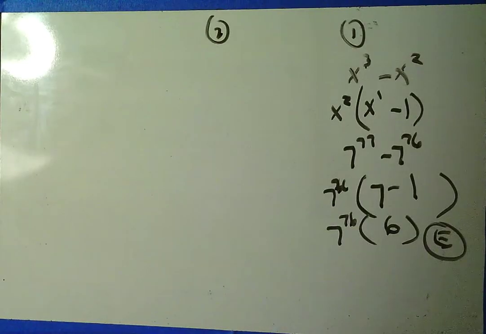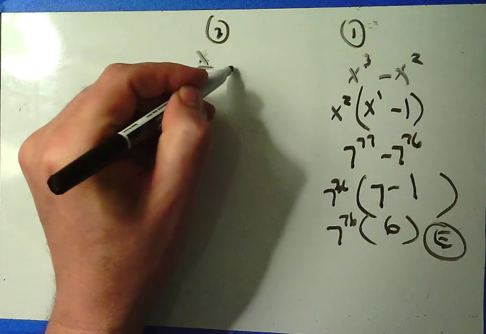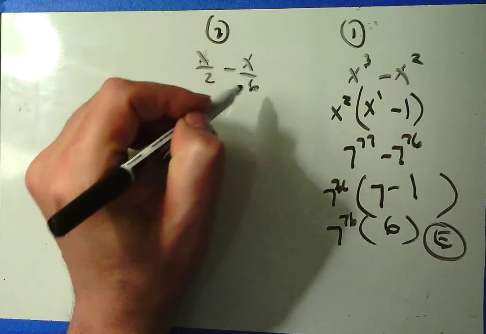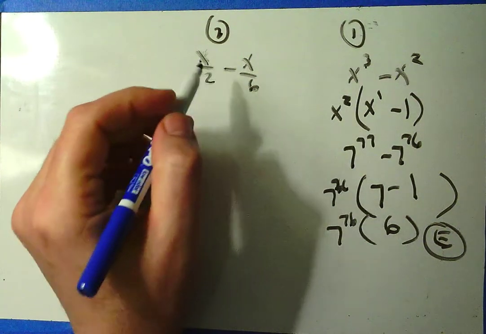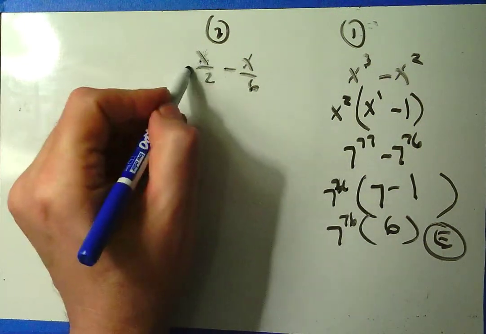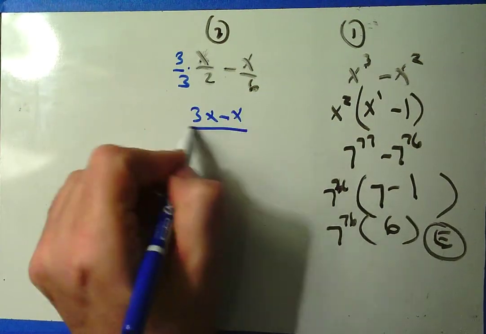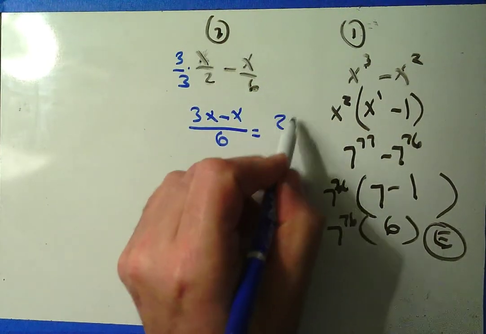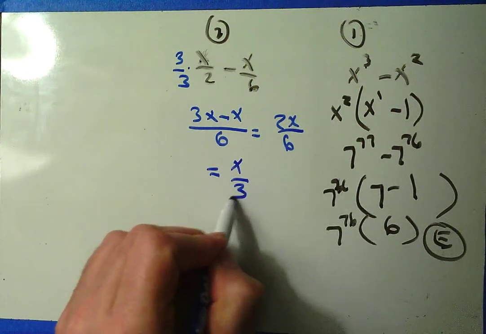2. x over 2 minus x over 6 is an integer. Well, if x over 2 minus x over 6 is an integer, let's make a common denominator and see what we can say about x. So I multiply by 3 over 3 here, and I get 3x minus x over 6, or 2x over 6, which reduces to x over 3.